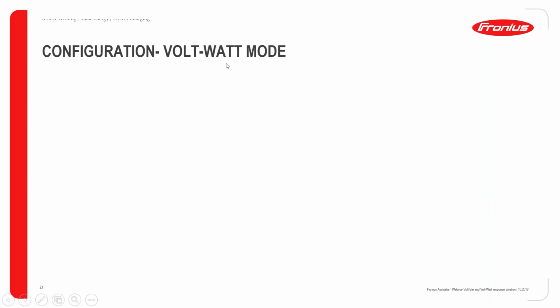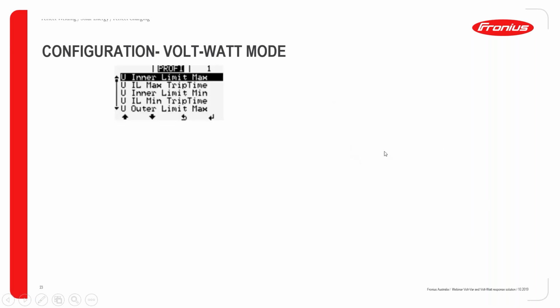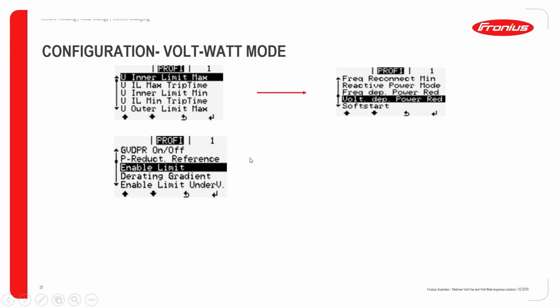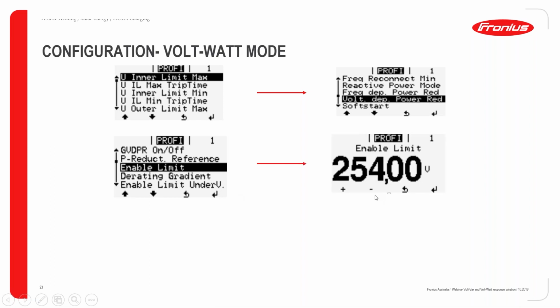So now let's have a look at the Volt-Watt mode, how to put the Volt-Watt values into the inverter. So still within the Profi menu, the same menu, but this time instead of reactive power, we go to an option called Volt Dep Power Red. This stands for voltage dependent power reduction, which is the Volt-Watt mode. So press the fourth button to enter into that menu. First, let's just check the enable limit. Press enter. By default, it should be 250 volts.